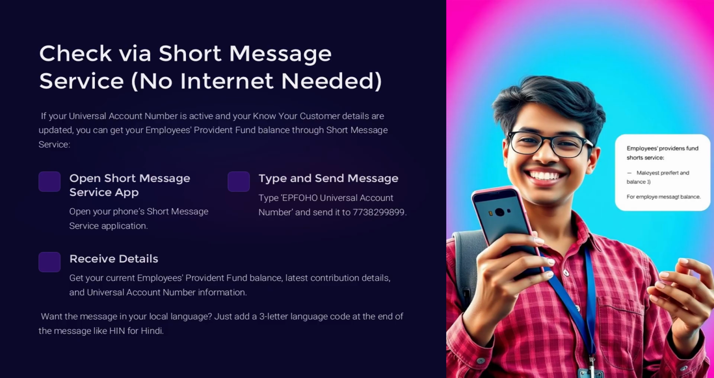Open your phone's short message service application. Type the message, EPFO Universal Account Number. Send it to 773-829-9899. You'll receive a reply from Employees Provident Fund organization with your current Employees Provident Fund balance, latest contribution details, and universal account number information.